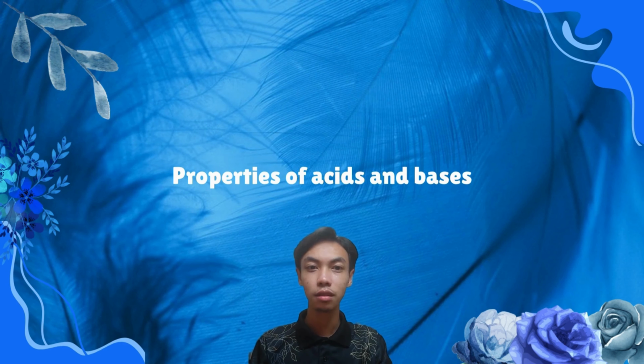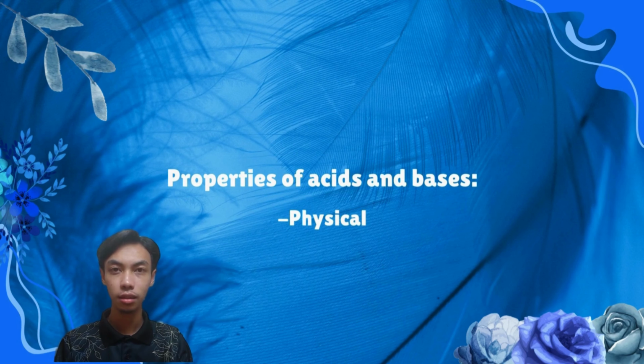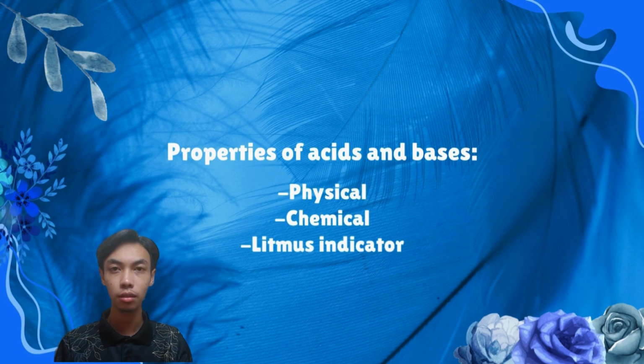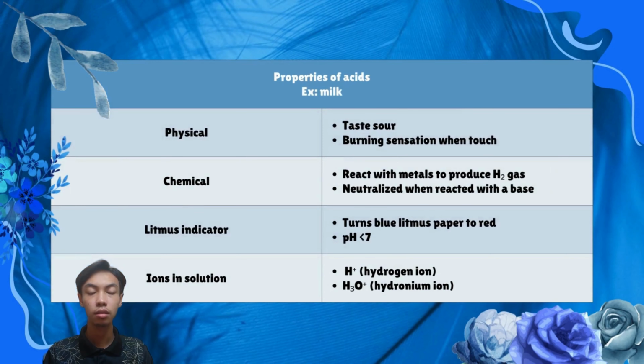Now, let's go to the next subtopic, which is the properties: physical, chemical, litmus indicator, and ions in solution. First is the properties of acid. Acids typically have a sour taste and can cause a burning sensation upon contact with skin. Acids react with certain metals to produce hydrogen gas and undergo neutralization when they react with bases.